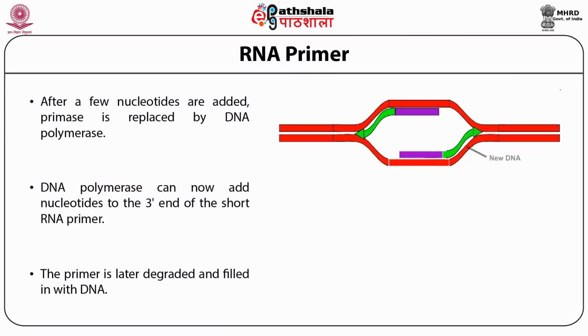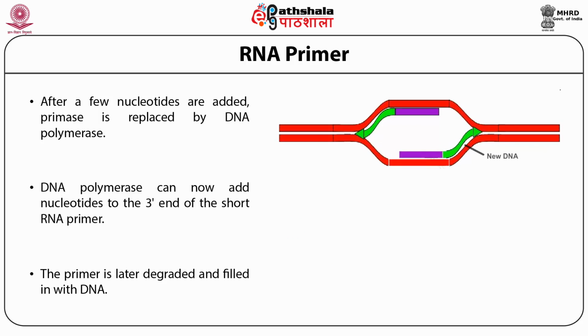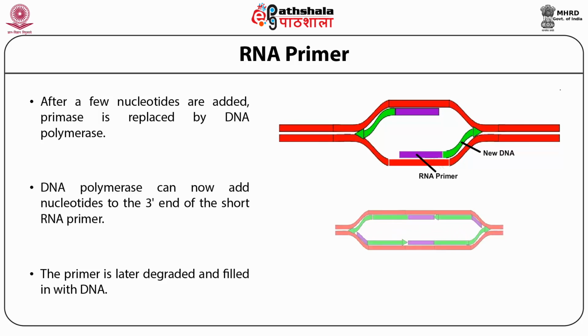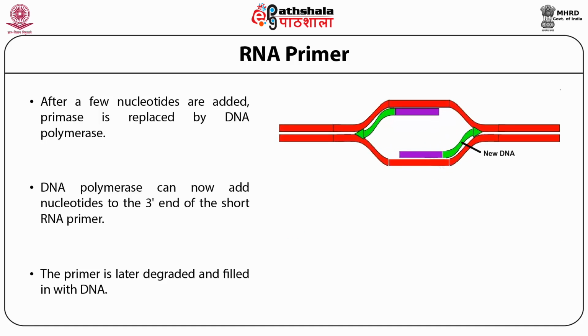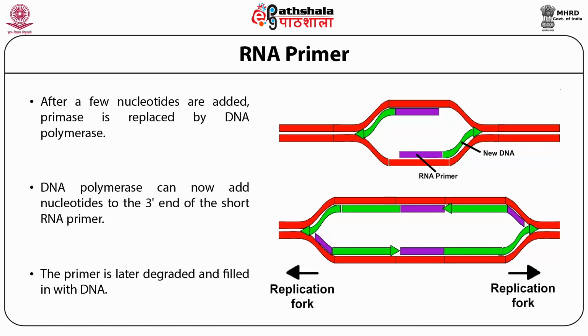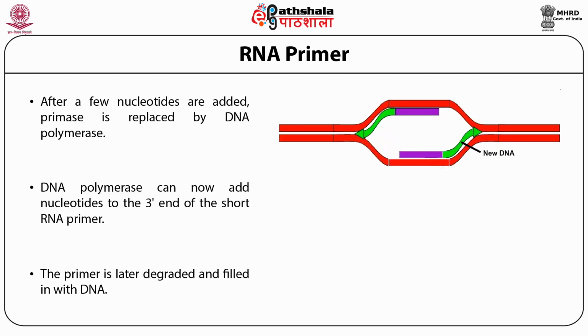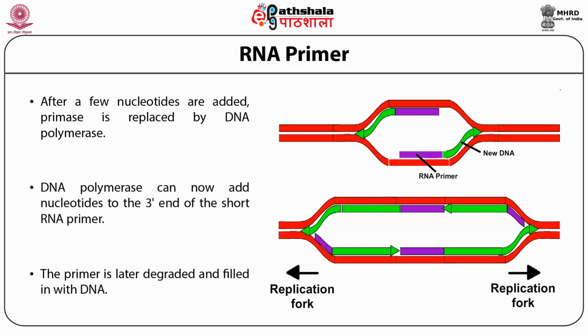Now, as I had told previously, you can look at this figure. The purple ones are the RNA primers which are being formed. These are usually 5 to 10 nucleotides long, and this is done by an enzyme called primase, which is an RNA polymerase. After the 10 nucleotides are incorporated, so these are ribonucleotides, so this is RNA, then the primase is replaced by DNA polymerase. Now, because DNA polymerase has a free 3 prime hydroxyl end on this short RNA primer, it will simply start adding nucleotides to it. All this stems from the fact that DNA polymerase cannot start a strand de novo. This RNA primer is later degraded and filled in with DNA.